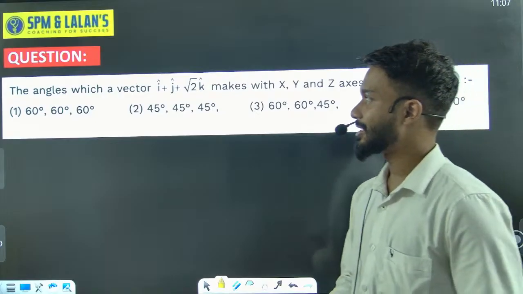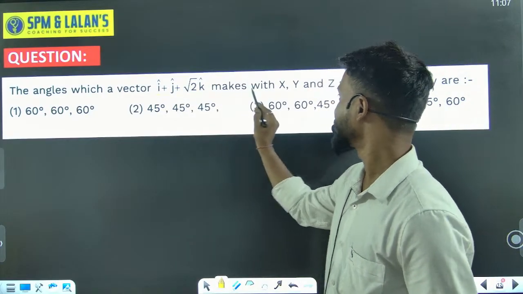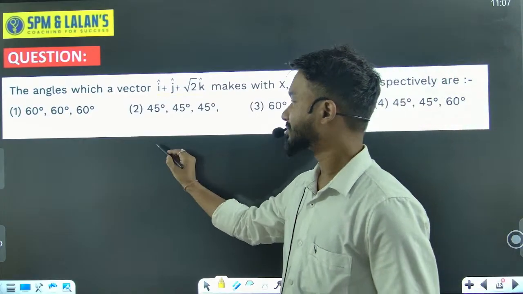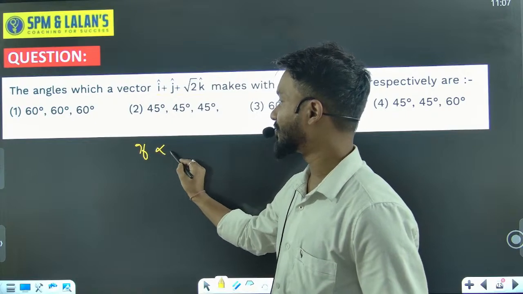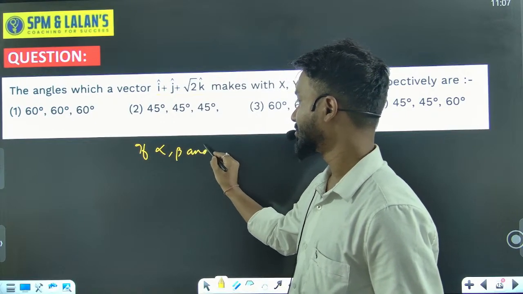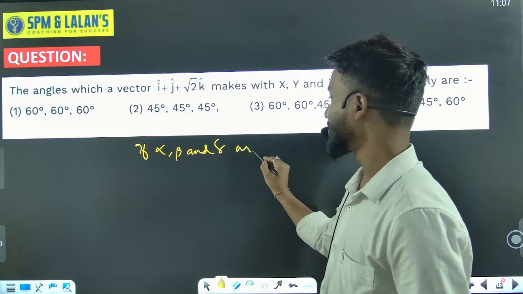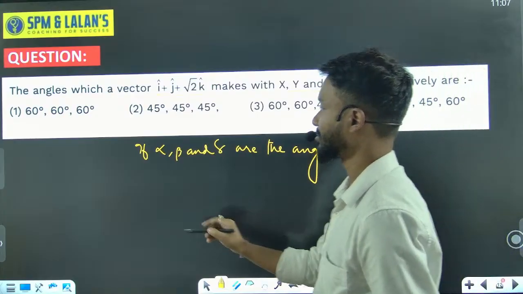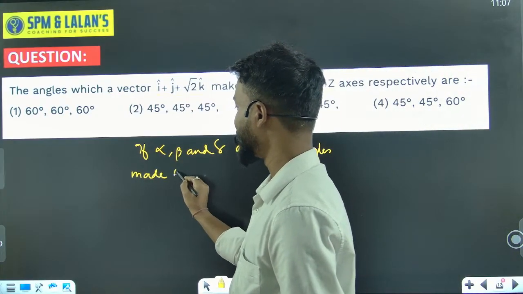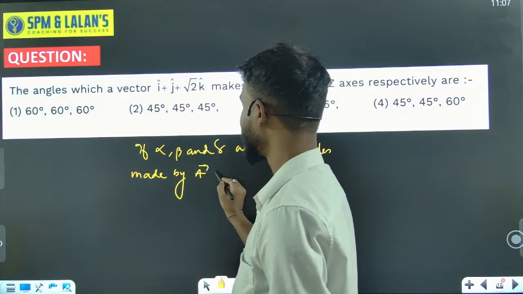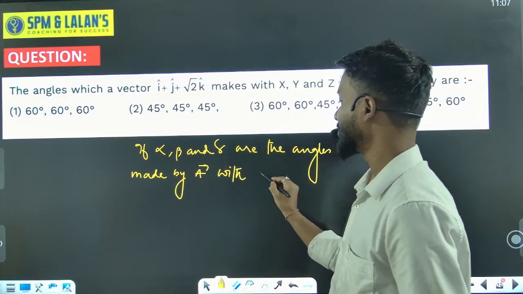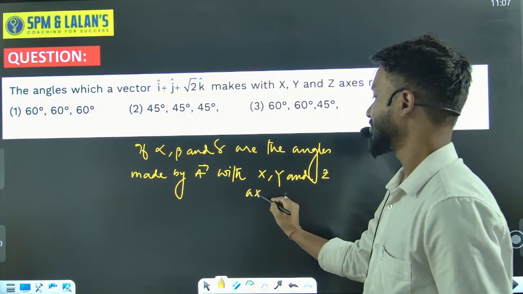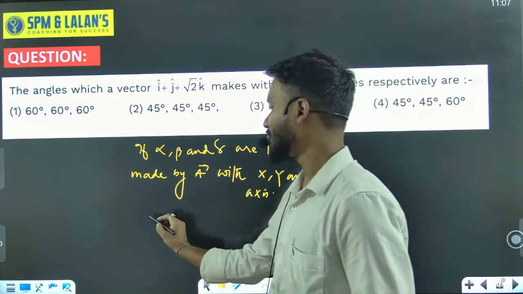Next question is about the angles which the vector makes with the x, y and z axes respectively. There is a statement: if alpha, beta and gamma are the angles made by a vector with the x, y and z axes, then we have some formulas.